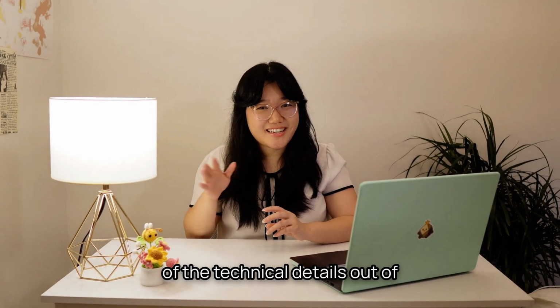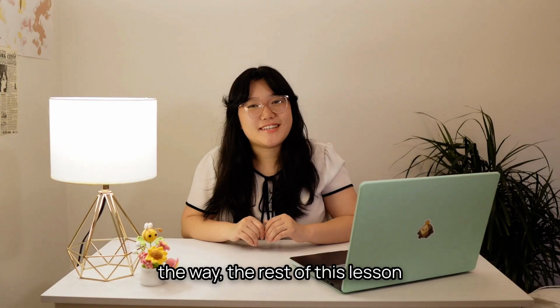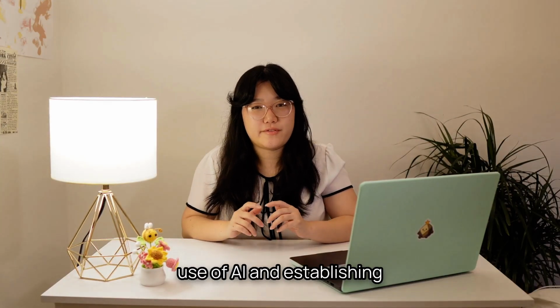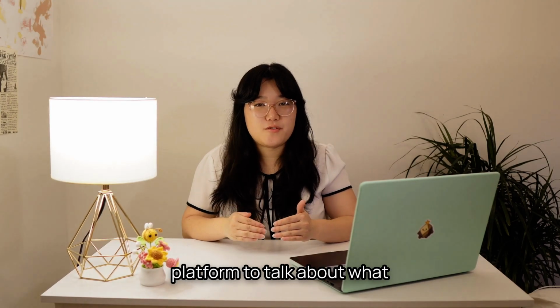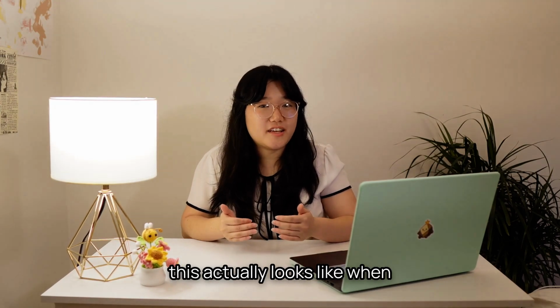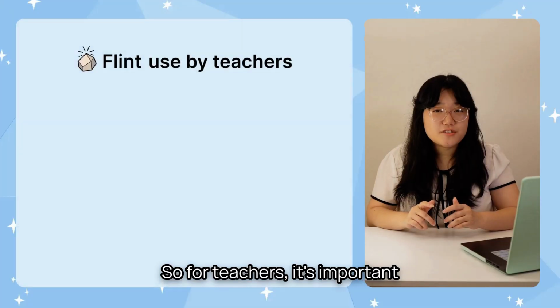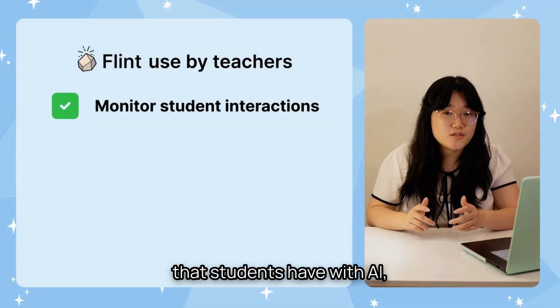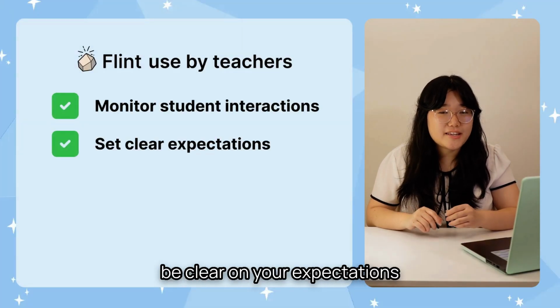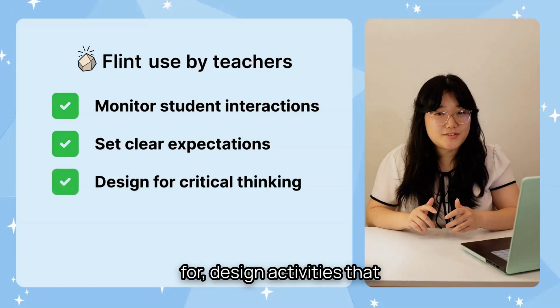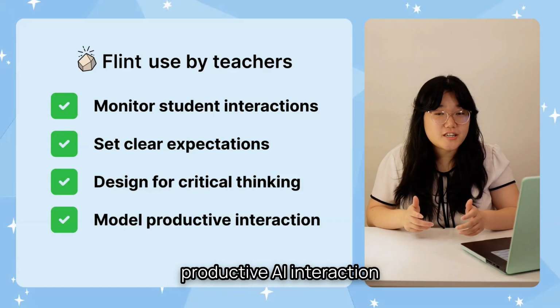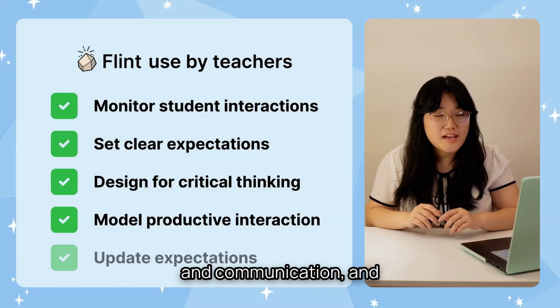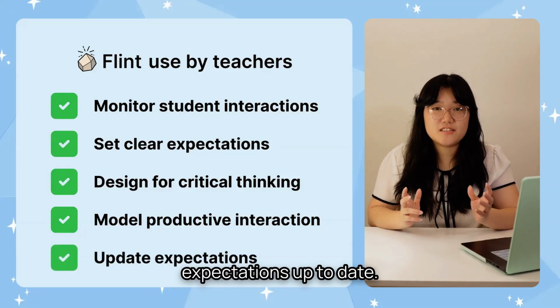Now that we've gotten some of the technical details out of the way, the rest of this lesson covers defining responsible use of AI and establishing clear guidelines, both for teachers and for students. It's helpful to have a common platform to talk about what this actually looks like when applied to the classroom. So for teachers, it's important to monitor the interactions that students have with AI, be clear on your expectations for use, design activities that encourage and require critical thinking, teach and model productive AI interaction and communication, and always keep all of those expectations up to date.